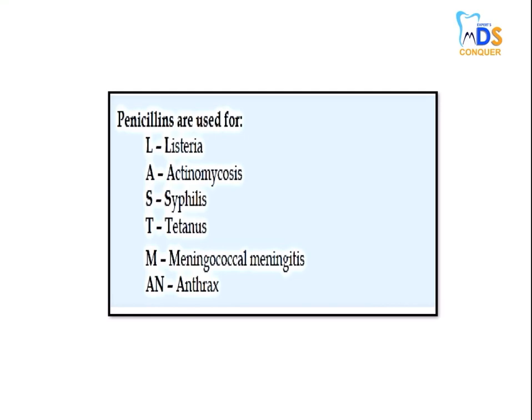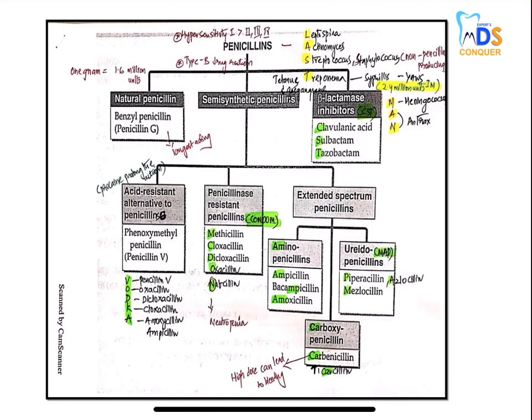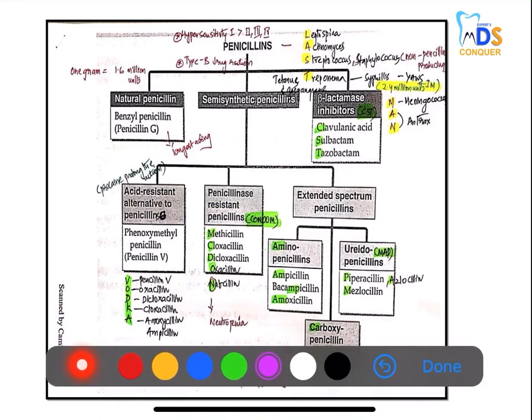Next, the uses of penicillin. This is a mnemonic, that is 'last man'. Many times they have asked syphilis, tetanus, and also meningococcal meningitis. So these are the various uses of penicillins. The mnemonic is quite important, so note it down. This is a chart you have already gone through, and the classification you are anyway very well aware of.